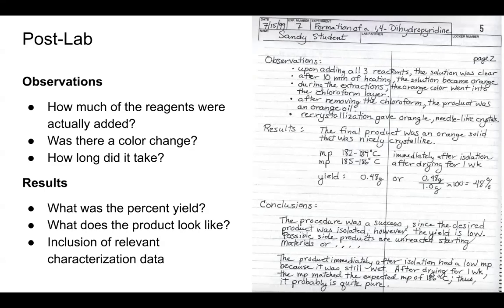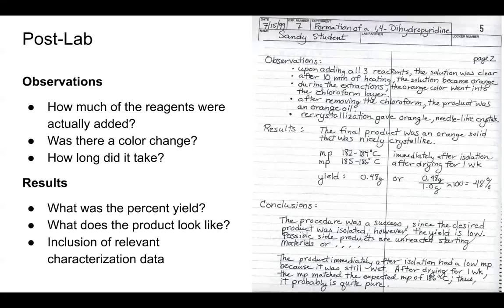Was there a color change? How long did the reaction actually take? If we look at Sandy the student, we can see that they included a time, so 10 minutes of heating, and then an observation. The solution became orange, okay? So it's better to include more information in your lab notebook during the experiment stage, the observations and results, than to have less, because as soon as you walk out, you will forget everything.